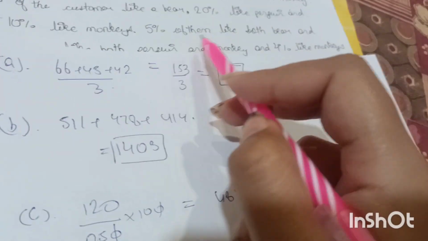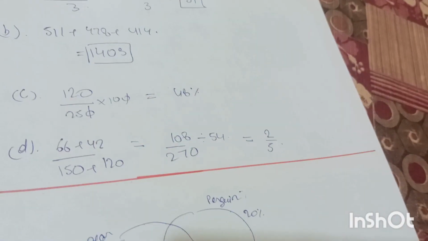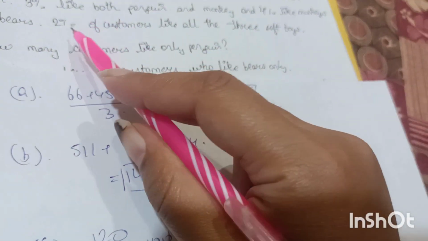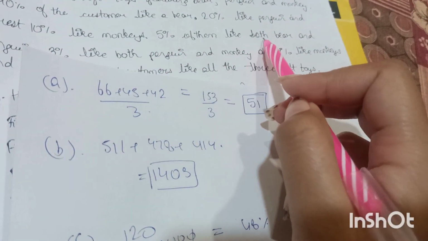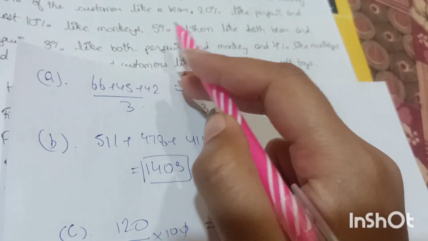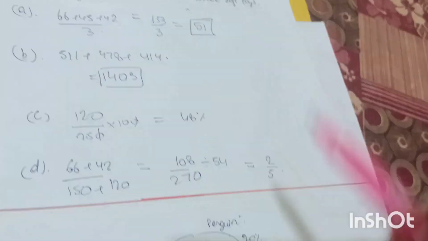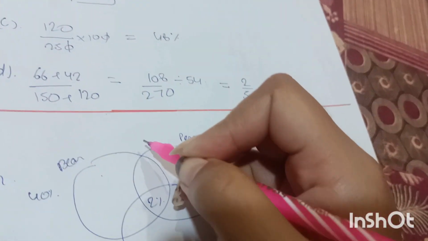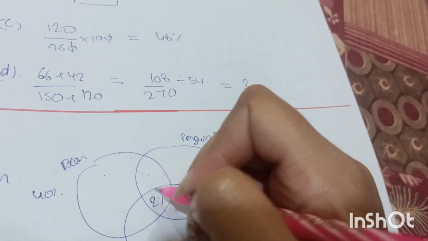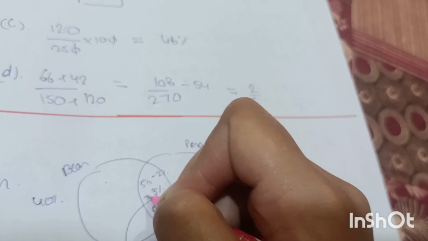5% like both bear and penguin. First let's see all three. All three is given as 2%, so let's put 2% over here. 5% of them like bear and penguin in total, not only. So you have to mark bear and penguin. This total you have been given as 5%. If you have to find only this part, you have to do 5% minus 2%. So you will get the value as 3%.